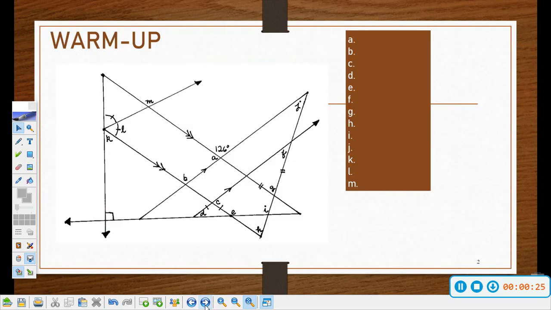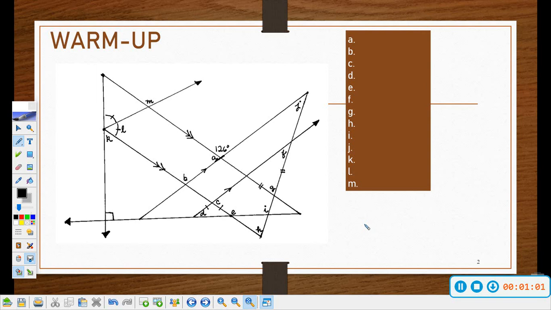The first thing you're going to do is use what you know about corresponding angles and parallel lines. For instance, if you know that angle A is here, you know that this angle is a straight angle, so you can figure out A. Now, how can you figure out B? Think about the relationship between those and solve for B. Do that for angles A through M on your guided notes.